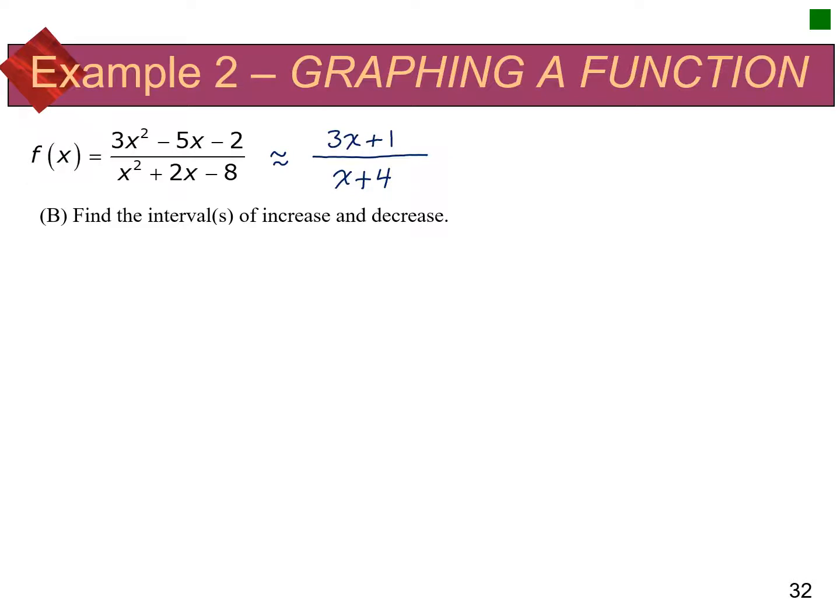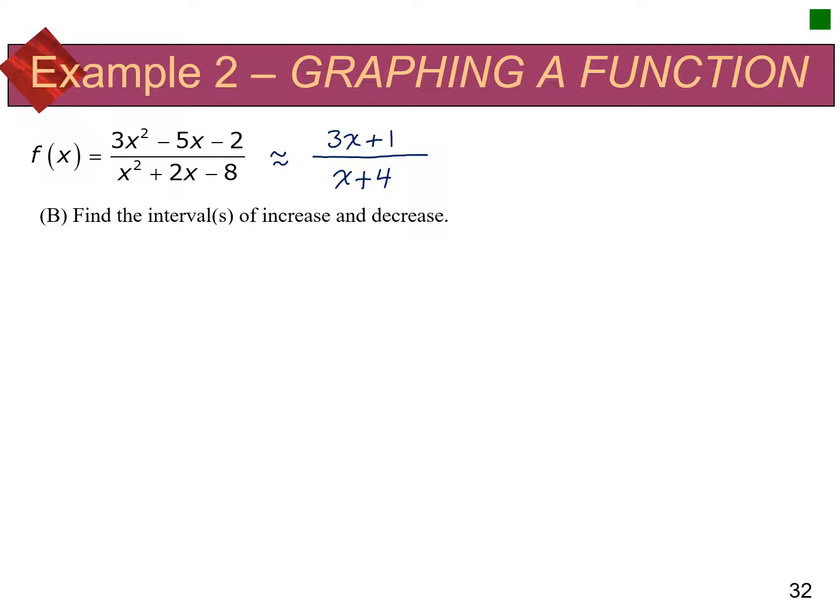So B, intervals of increase and decrease. I'm noting here that f of x is approximately equal to 3x plus 1 over x plus 4. The reason I'm doing that is that since derivatives involve limits, the limits would have canceled out the x minus 2's anyway. I am safe at this point when doing derivatives, because I'm going to use the first derivative to write the function and use this to evaluate whether it's increasing or decreasing, and to find any potential critical points.